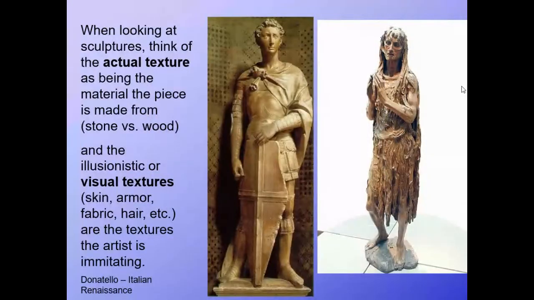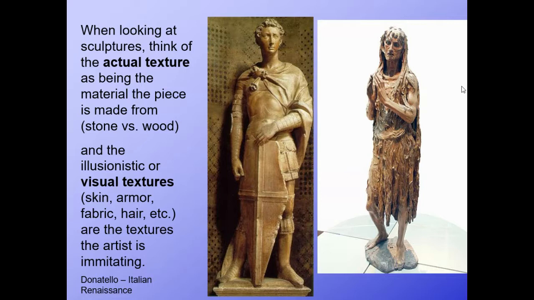Obviously, with sculpture, you're going to have the actual physical texture of the material to consider as well. These are pieces by the Italian Renaissance sculptor Donatello. He's an early Renaissance sculptor from the city of Florence. The image on the left is carved from stone, and the image on the right is carved from wood. So he's able to take these two different materials, very hard materials, and create the illusion of hair, fabric, fur, skin, metal. It's kind of amazing that he's able to achieve this illusion with these materials that would not feel like those things to touch.